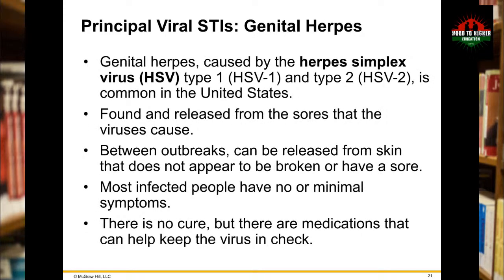And we talk about principal viral STIs or genital herpes. Genital herpes is caused by herpes simplex virus. They have type 1 and type 2. It's common in the United States. And some will find that if you have a reoccurring cold sore on your lip, that is typically affiliated with herpes simplex, found and related from the sores that viruses cause. Between the outbreaks, the virus can be released from skin that does not appear to be broken or have a sore. So most infected people have no or minimal symptoms. There is no cure, but there are medications that can help keep the virus in check.